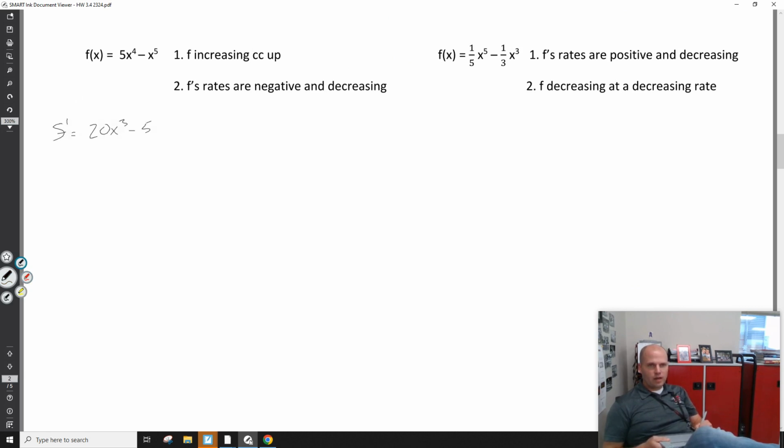20x cubed minus 5x to the 4th. 5x cubed factored out. 5 minus x.